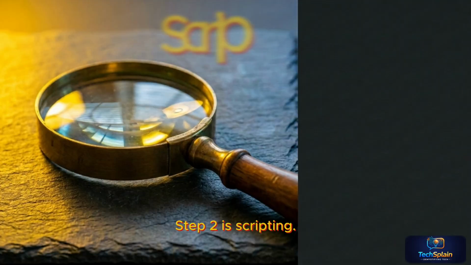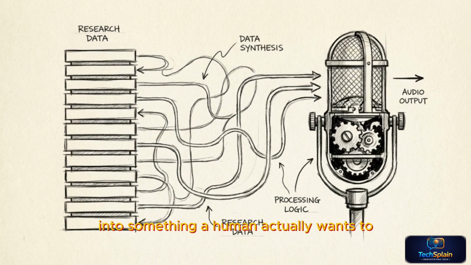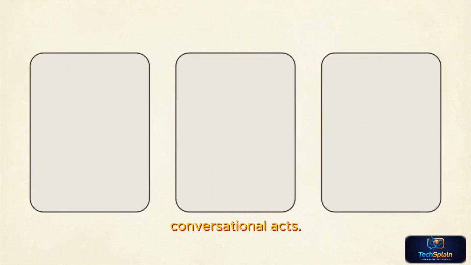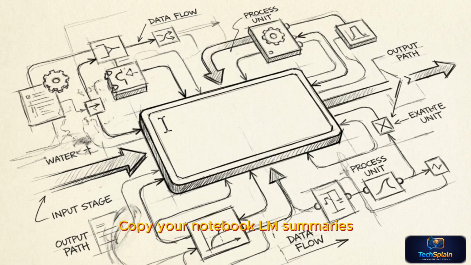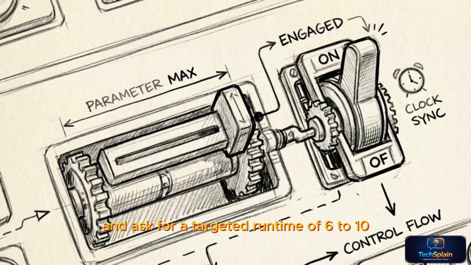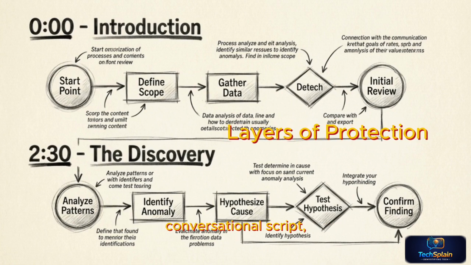Step 2 is scripting. We need to turn those structured notes into something a human actually wants to listen to, pacing the information out into conversational acts. Copy your Notebook LM summaries and paste them into Google AI Studio. Tell the Gemini model to explain the concepts for a 14-year-old using a 3-act structure, and ask for a targeted runtime of 6 to 10 minutes with chapter timestamps. Within seconds, it generates a clean conversational script, neatly broken down into distinct sections.